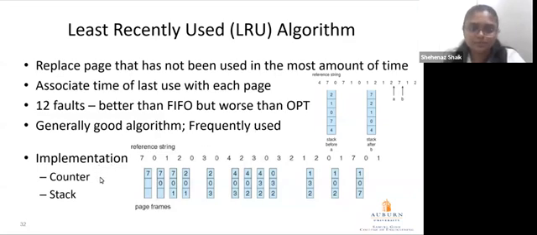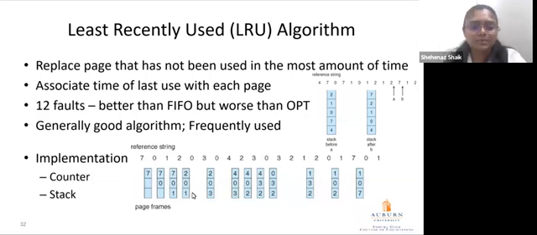However, the implementation of this approach is not as straightforward as the FIFO approach. So here we have two different approaches that we can take to implement the least recently used approach. One of them is counter-based and the other one is stack-based. In the counter-based approach, each time a page is referenced, we increase the counter for each page which is already in memory and assign the counter as 0 for the newly arriving page.